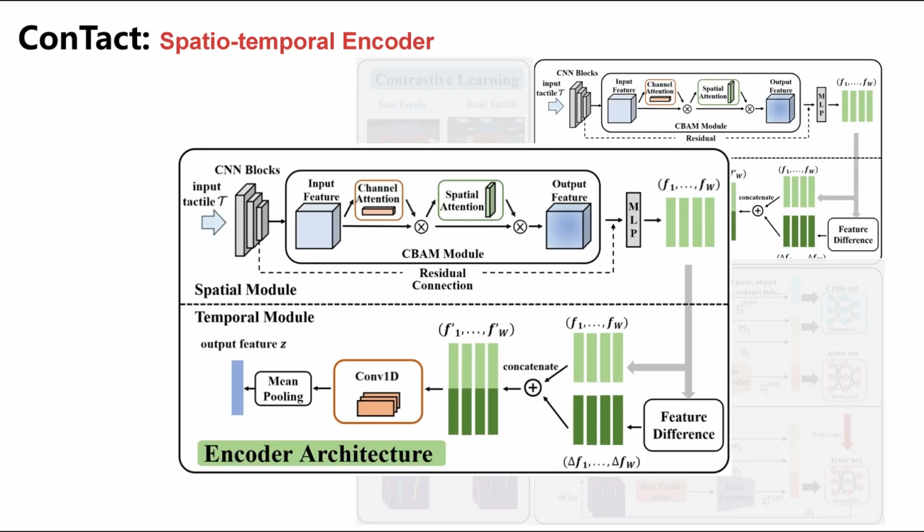This is handled by our spatiotemporal encoder. A spatial module processes each frame using a CNN enhanced with a CBAM attention block and residual connection. A temporal module, which employs a feature difference strategy and 1D convolution, analyzes the sequence over time.